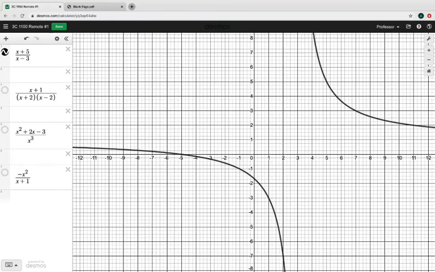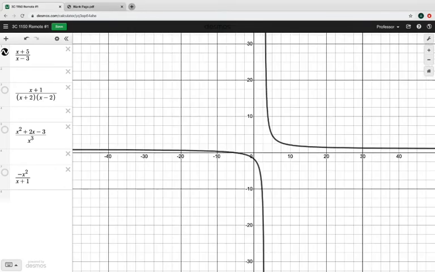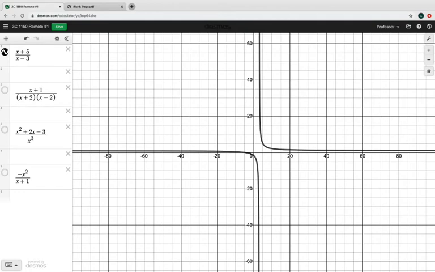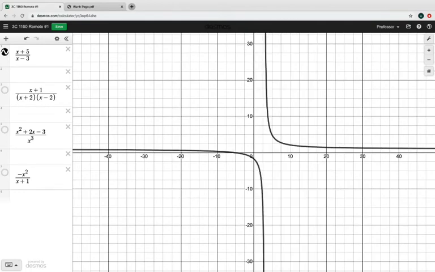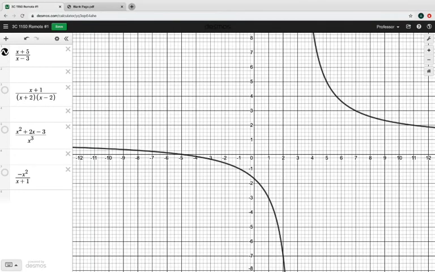minus 3. And there are a couple of features about rational functions. Very frequently, they will be broken into a couple of chunks like this. This one has a left part and a right part. And those two are not connected, even if I zoom out quite a bit. Those two parts never connect. They're just two arms of the graph. Zoom back in here. There we go.